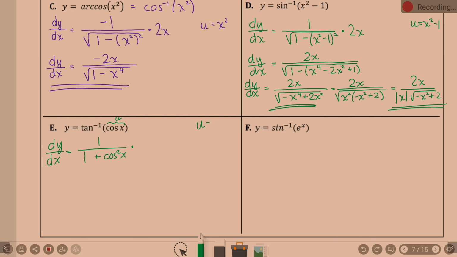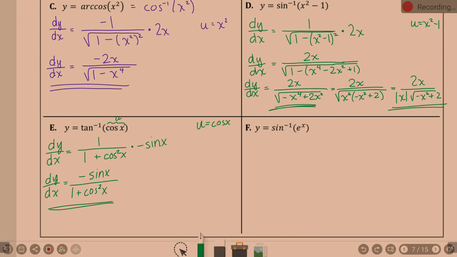That's because I'm using u as cosine x, times what's the derivative of the inside? Negative sine. The derivative of cosine x is negative sine x. If I clean this up, I'm seeing negative sine x over 1 plus cosine squared x. Yeah, sine squared x. Not quite. Is it negative?